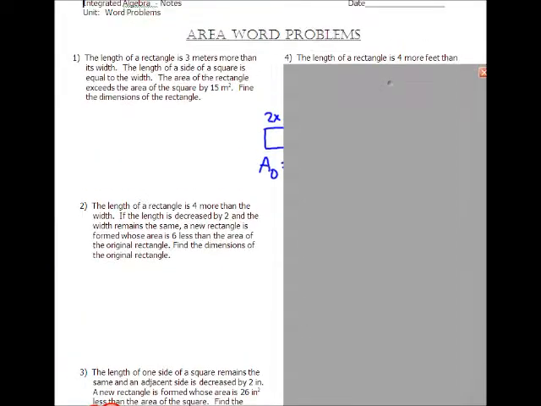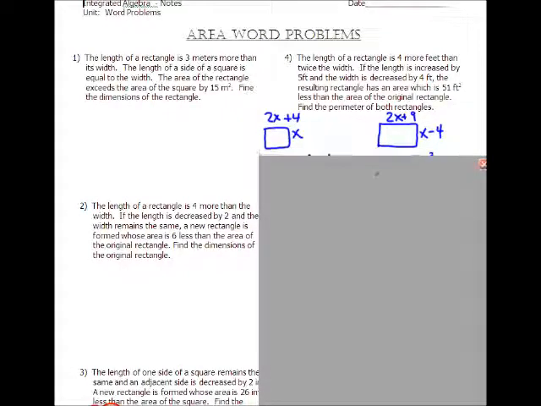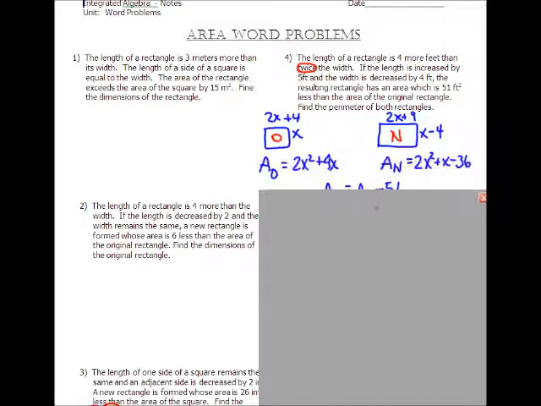Now the next 2 you have to do a little fancy footwork, I'm afraid. Alrighty, so the first thing we do is we set up our rectangles, and the length of a rectangle is 4 more than twice. Don't miss that twice there, it's kind of sneaky. Okay, and if the length is increased by 5, so that's going to be 2x plus 9 for the new one. This is my original and this is my new. Okay, the original is 2x plus 4 for a length, and the width is decreased by 4, so x minus 4. The area is 51 less than the original, so I write my expressions for the area.